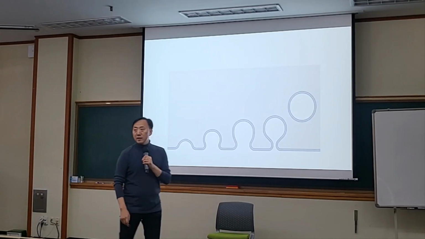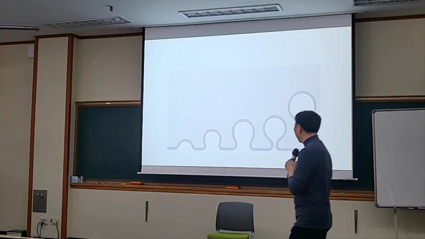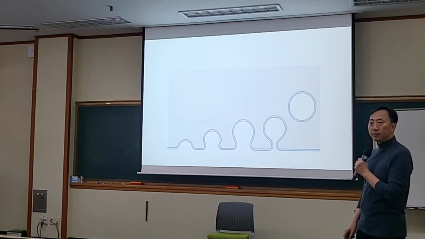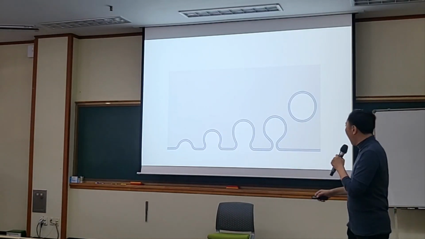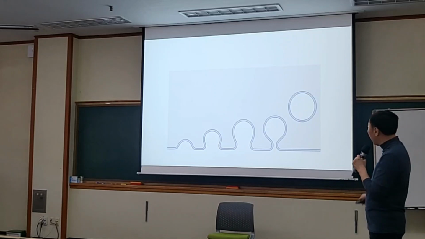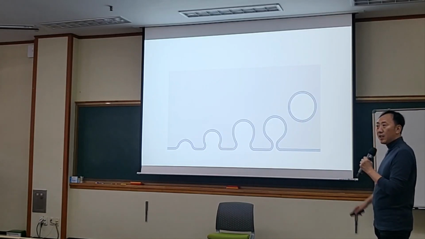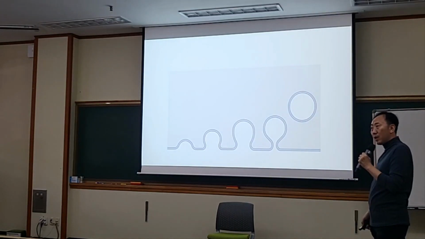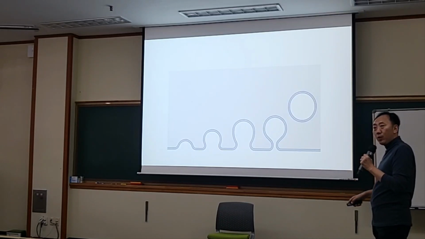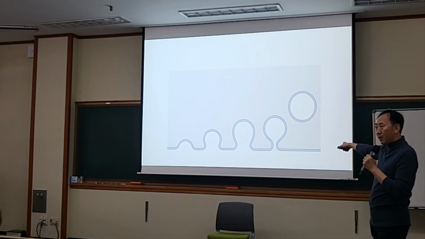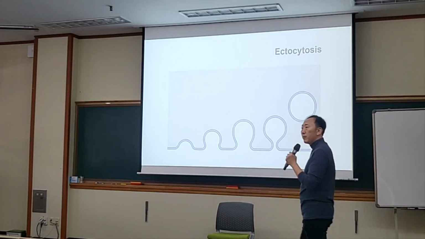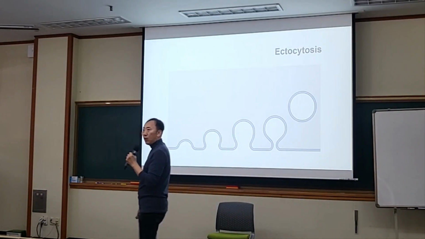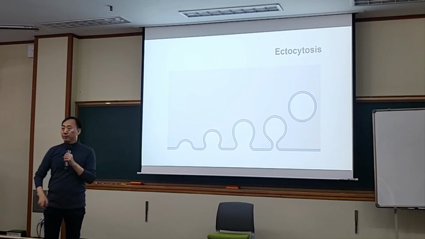So here we need another process. Now this is inside the cell, and this is budding out to the outside environment, and then eventually it forms like this. This is a kind of reversed form of endocytosis, but that reverse process we call exocytosis, and this is a different process from that. So this process we call by a different term, ectocytosis. Through ectocytosis, we can form this kind of exosome.